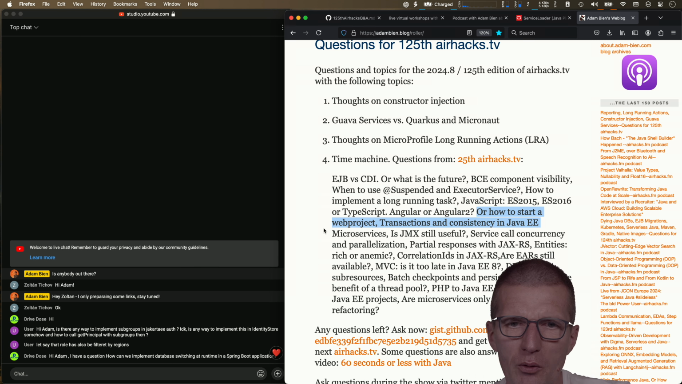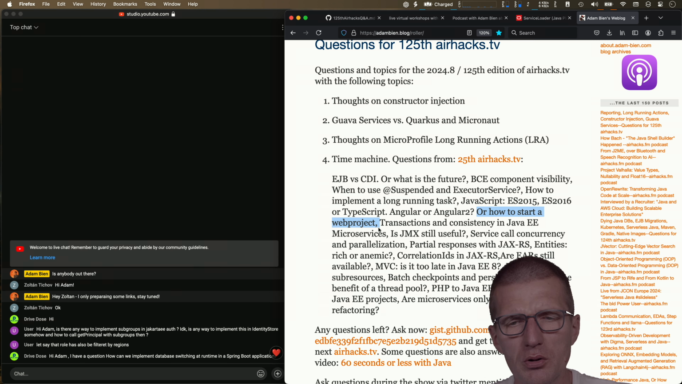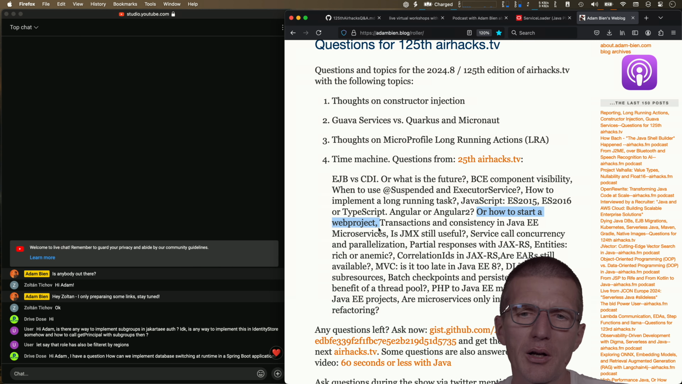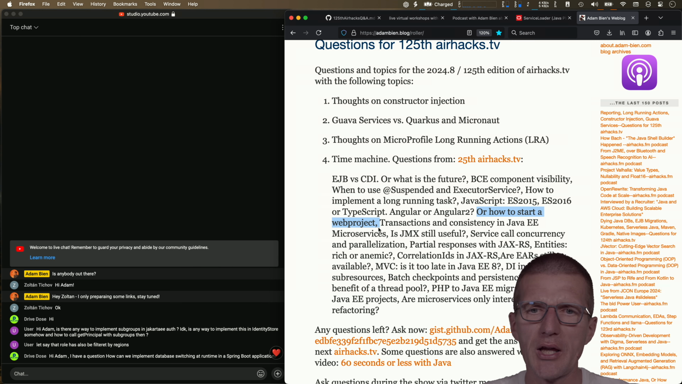So how to start a web project? This changed a bit, or not, because Angular 2 is already mentioned. So Quarkus is the backend with REST services. We don't use GraphQL a lot, and the web application accesses the backend.